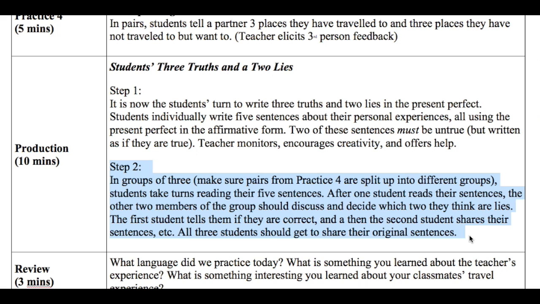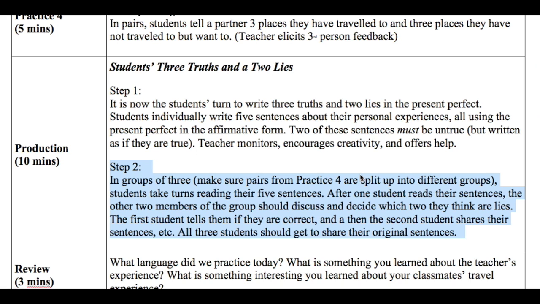Step 2. This is the communicative part. So step 1 has them writing. Step 2 has them communicating orally. In groups of 3, make sure their pairs from practice 4 are split up into different groups. In practice 4, they talked about some of their travel experience. In case they want to use examples from there, again, we want to make sure they're not paired with people that they were paired with in practice 4. So this will be groups of 3.